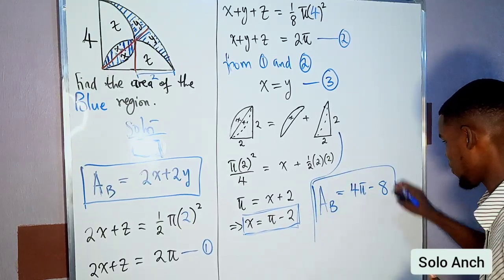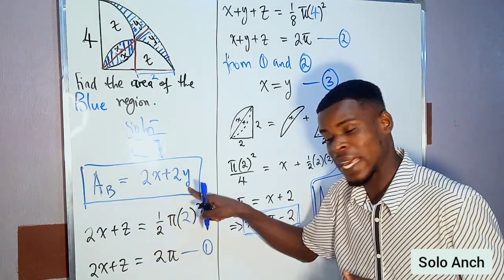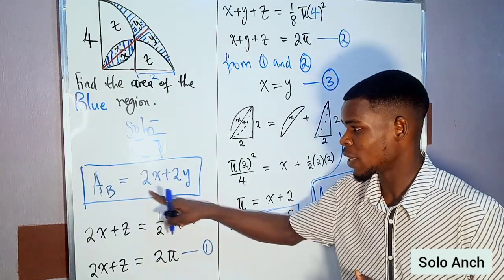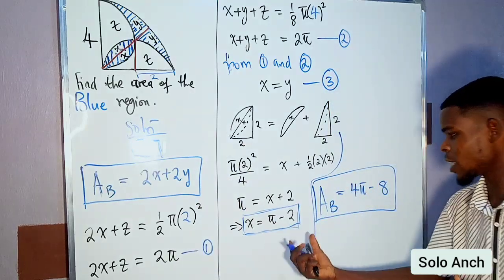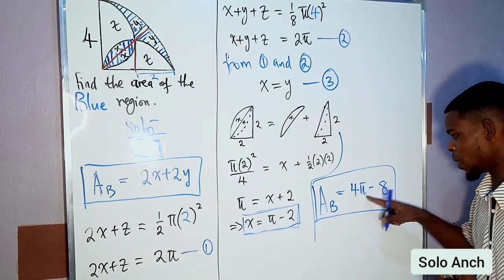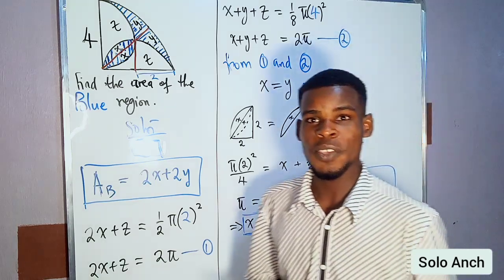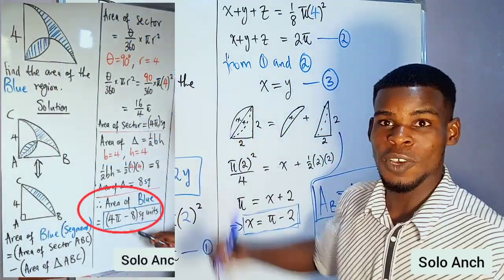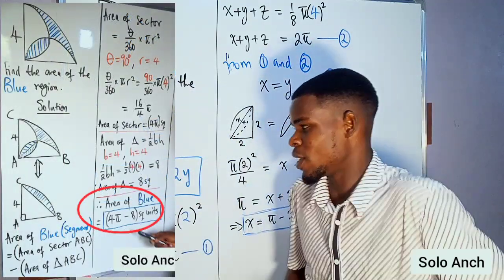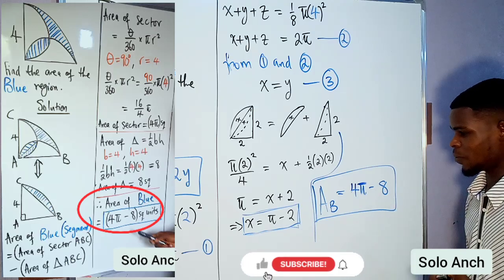Why is it 4 times that? X and y are the same, so that will be 2x plus 2x. Since x and y are the same, that will be 4x. So whatever we have as x, we just multiply by 4, and that gives us 4 pi minus 8. This result is exactly what we got when using the trick to solve this problem. I wasn't really sure of that trick, but it turns out to have the exact same result.